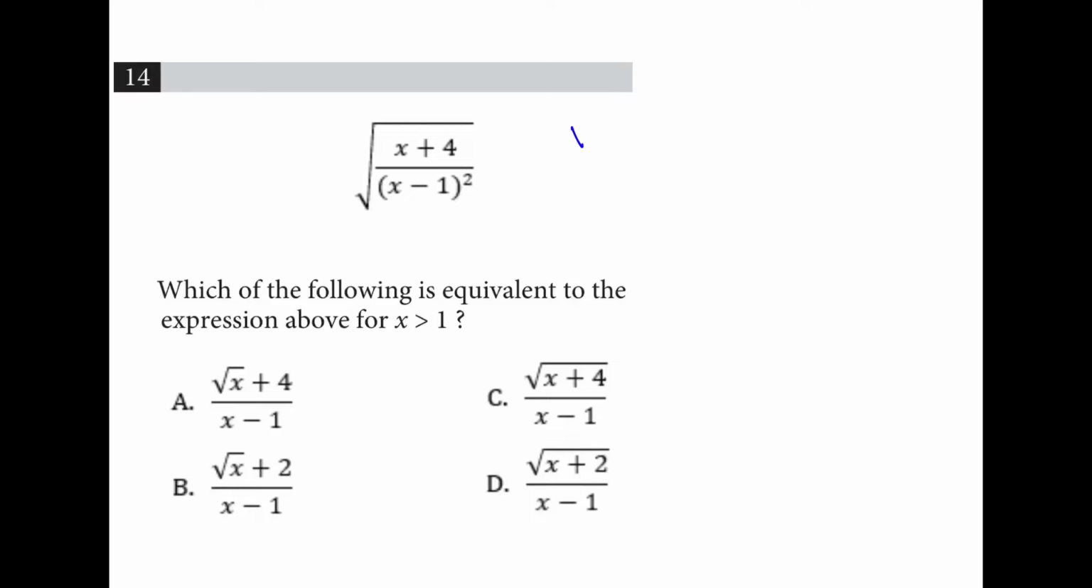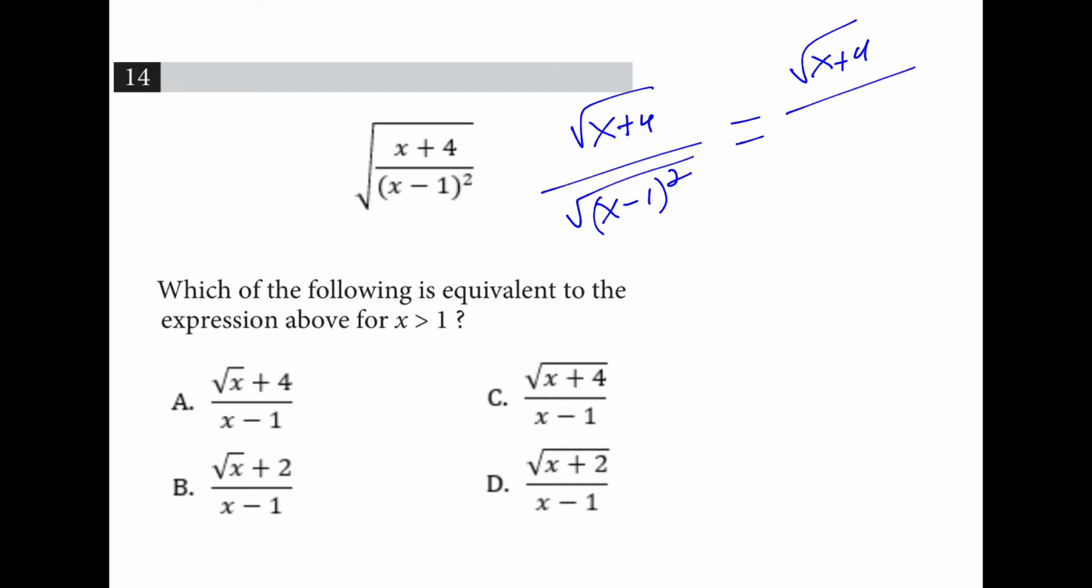The property we're going to use here is that you can split square roots like this. And what happens is on the top you can't simplify, but on the bottom the square and the square root go away. That's why the answer is C.